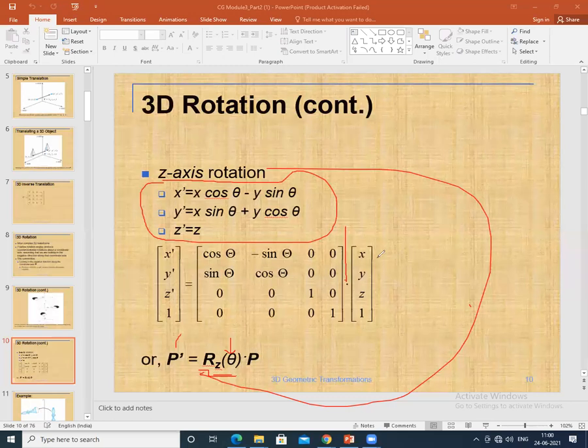So what is the existing point P? We have the existing point x, y, z, 1, which has to be multiplied with the rotation matrix. The rotation matrix, as you could see from these equations, is a 4 cross 4: cos theta, sin theta, 0, 0, then sin theta, cos theta, 0, 0. Then for the z axis it is 0, 0, 1, since we have taken z equals z, and we are applying the direct rotation angle. And this is for homogeneous: 0, 0, 0, 1.